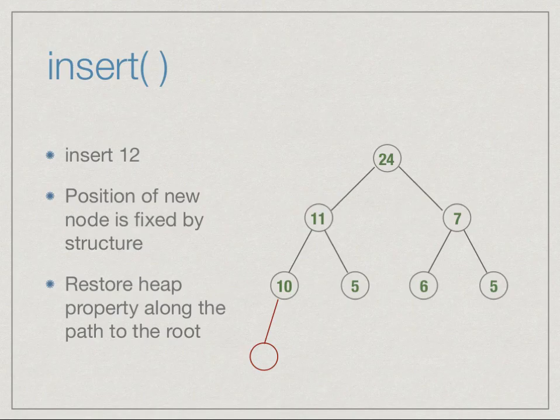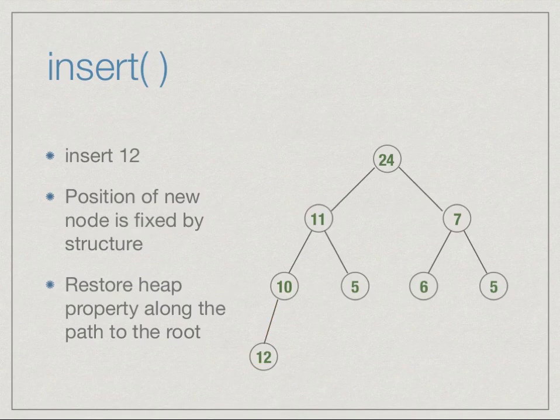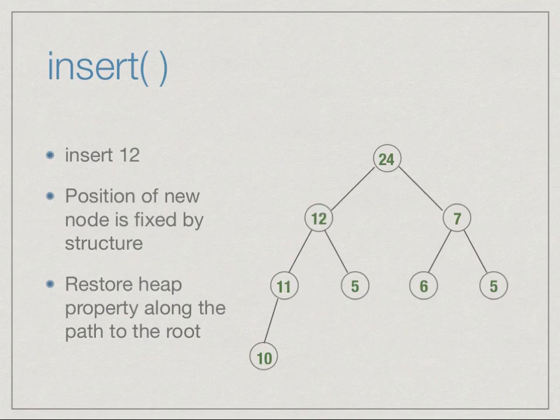So this is what we do. We first create the node. We put the new value into that node. And then we start looking at violations with respect to its parent. So we notice that 12 and 10 are not correctly ordered. So we exchange them. Now this is a new node. So we have to check whether it is correctly ordered with respect to its current parent. So we look and we find that it is not. So again we exchange these.